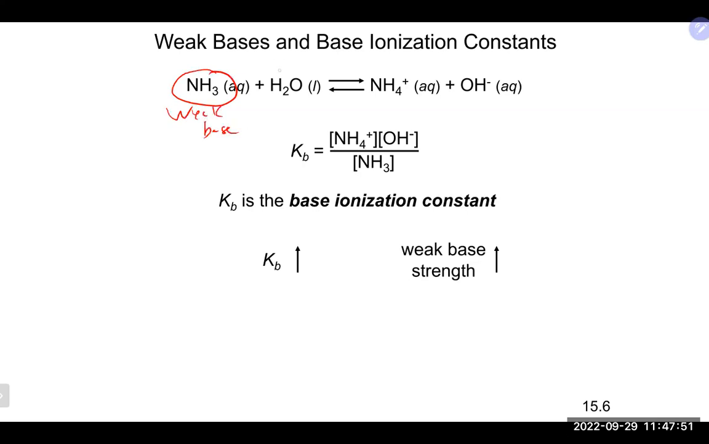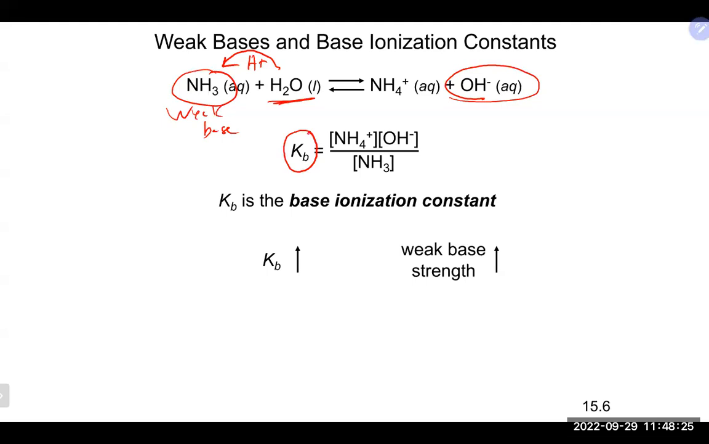And the definition of a base is that it's going to accept the H plus. And in this case, it will accept the H plus from the water. That is what's going to really produce our hydroxide here and basically make it a base. We can write an equilibrium expression for this like normal, where we will leave out the water because it is a liquid. And this gets us another K value. This is a Kb value, which is the weak base ionization constant.